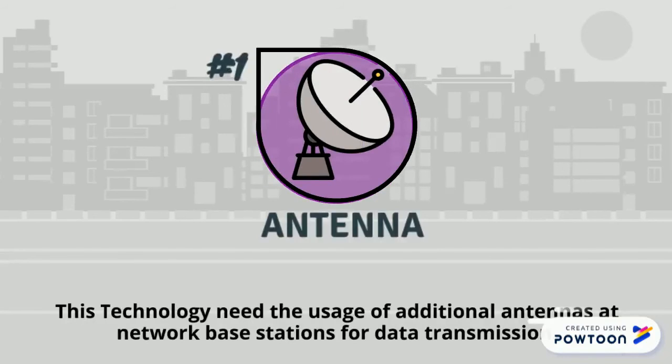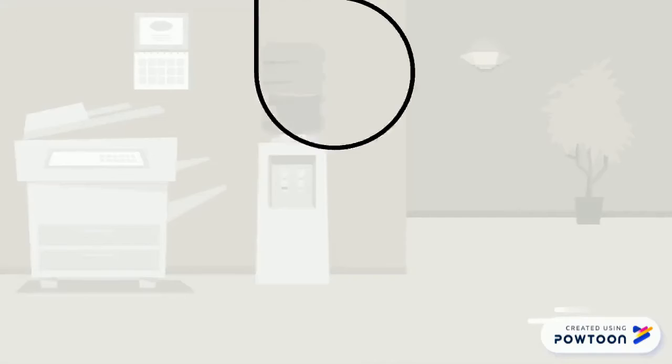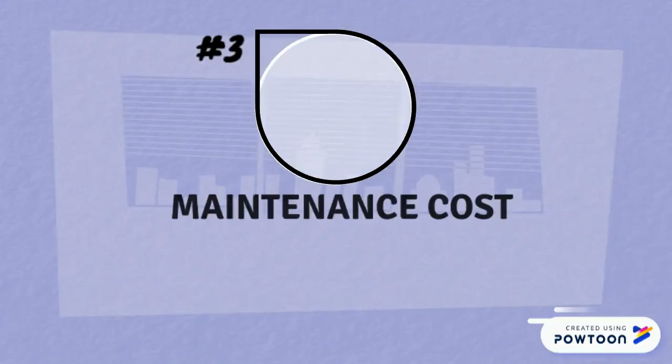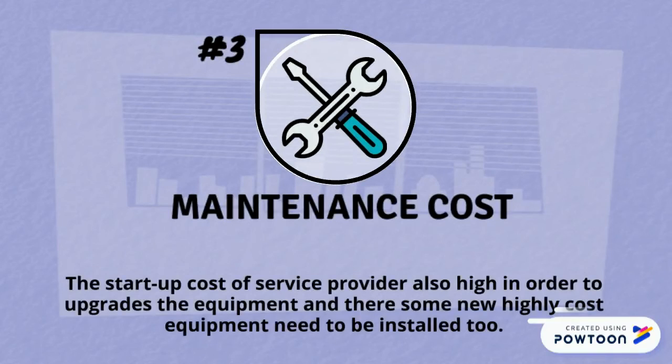Antennas. This technology needs the usage of additional antennas at network base stations for data transmission. Device cost. This increases the cost for the users to buy new cell phone to make use of new network infrastructure. Maintenance cost. The startup cost of service provider is also high in order to upgrade the equipment, and there are some new highly costly equipment that need to be installed too.